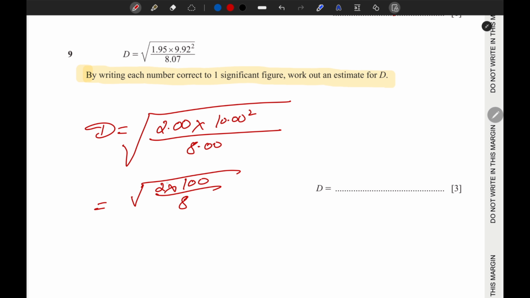Okay, so now we can cancel 2, this becomes 4, and 100 by 4, we know that is 25. So root 25, so this is 5. So hence the value of D is 5 over here.